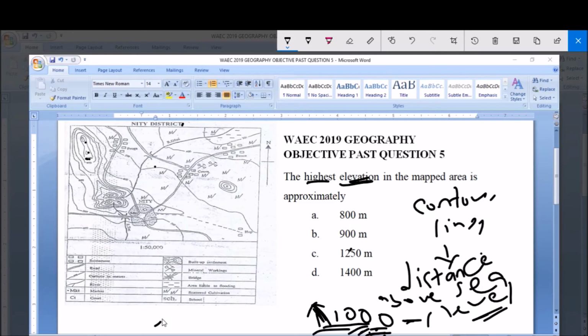Remember that what we are doing here is an estimate, because this is a map and everything is not exactly represented. So the closest from the contour lines we have read here is 1250 meters, which is option C.